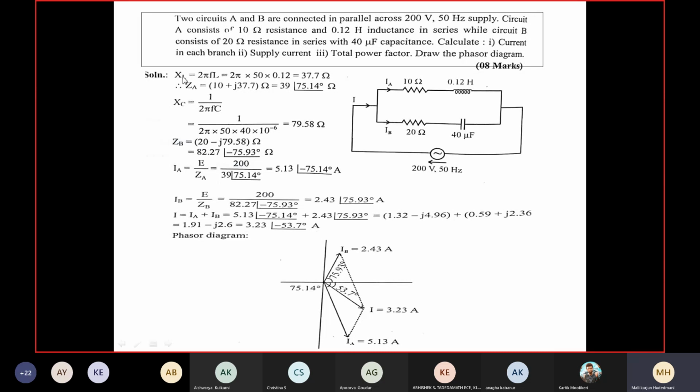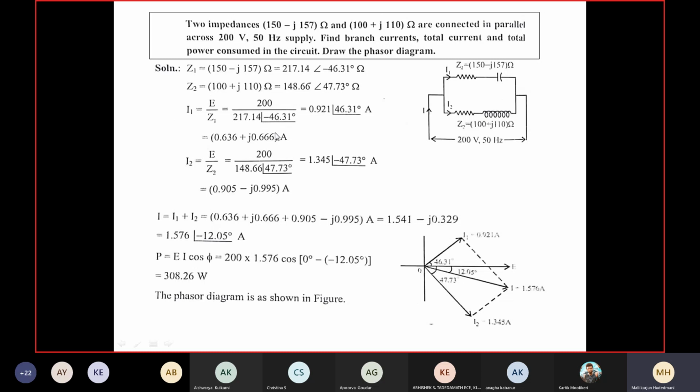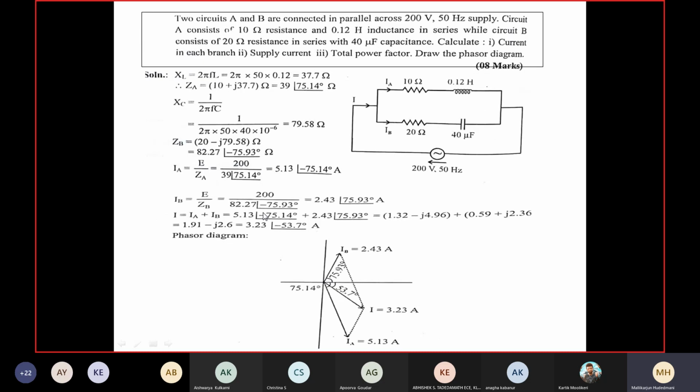Let the examiner choose which he expects, so that you will get the credit of your good marks. Similarly, IB is E divided by ZB. You can see here, no great work I am doing. Whatever work I have presented here, similar work I am trying to quantify with different data. Then I will be getting IB.